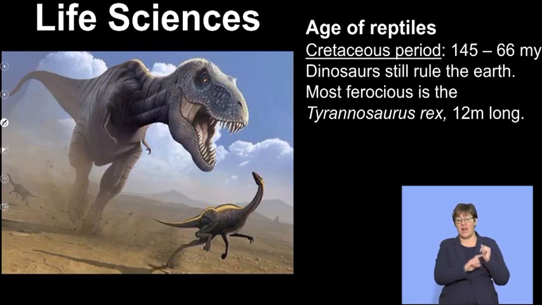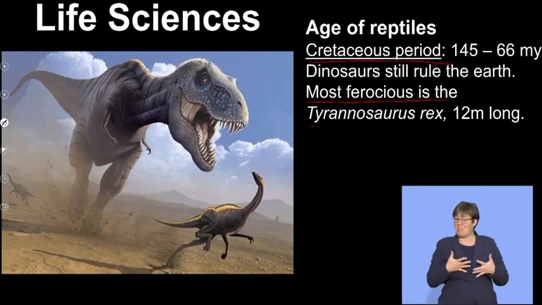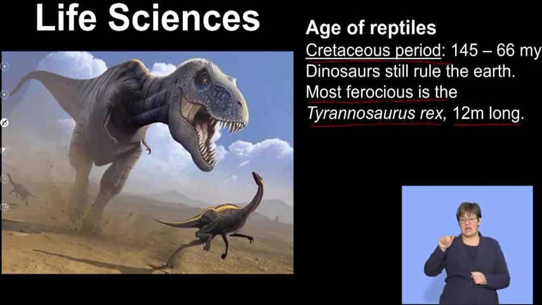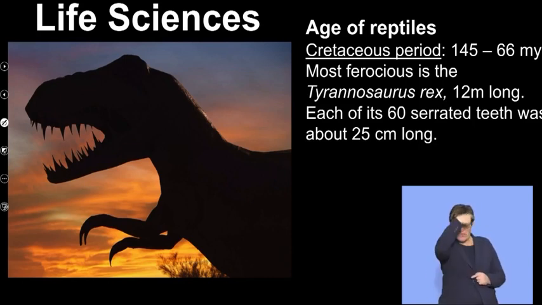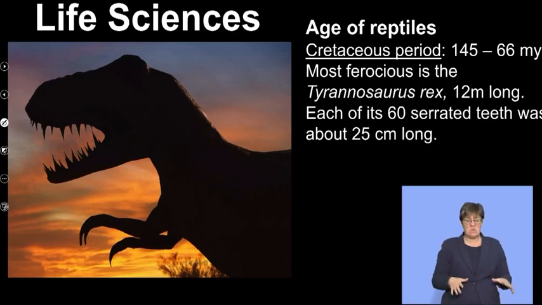The last of the Mesozoic periods in the age of the reptiles was the Cretaceous period. And dinosaurs still ruled the earth, but the most ferocious is the Tyrannosaurus rex, which is 12 meters long. And it had 60 serrated teeth, and each tooth was about 25 centimeters long. That's more or less the length of a ruler. And as you can see, they were pretty sharp because these were ferocious predators.